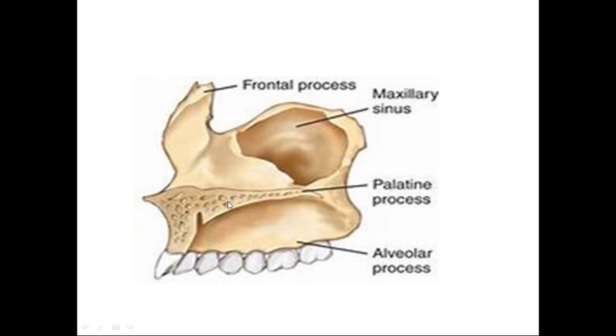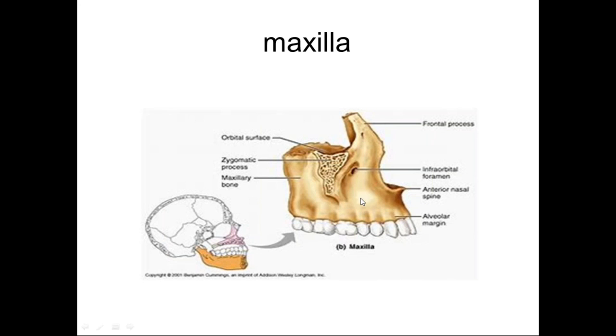The common feature of this maxillary bone is that it is the second bone after the mandible. It is the second largest bone of the face, and it is the second bone to appear after the mandible. It has four projections or processes. And what is the side determination of this maxilla?